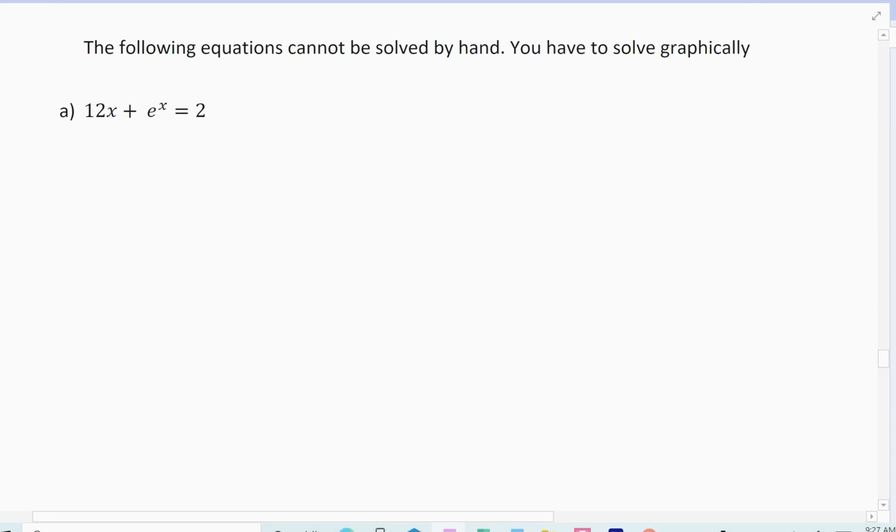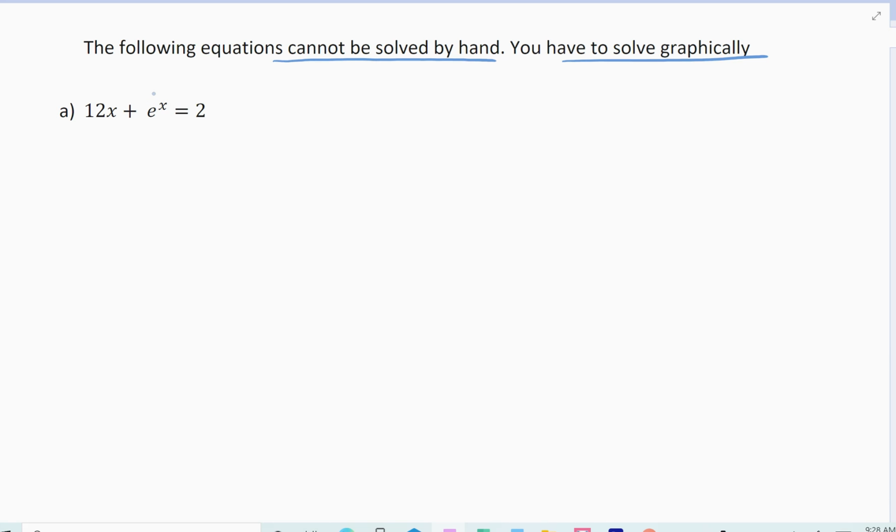So the next examples are going to be cases where you cannot solve them by hand. Right? It's impossible. You have to solve them graphically. And the reason why, if you look at the first equation here, is you've got an x term here, and then you've got x in your exponential term. If you try to manipulate it, it's always going to be buried. So you're always going to have an x term on the outside, and an x term inside an e, or an x term inside a logarithm.